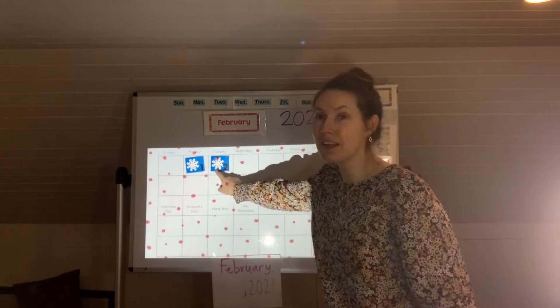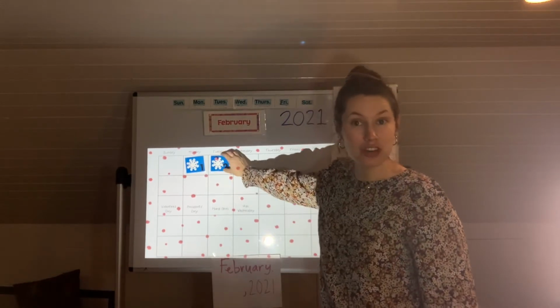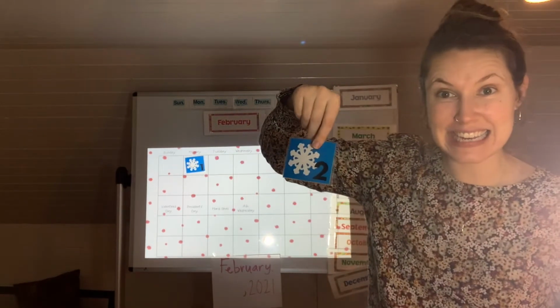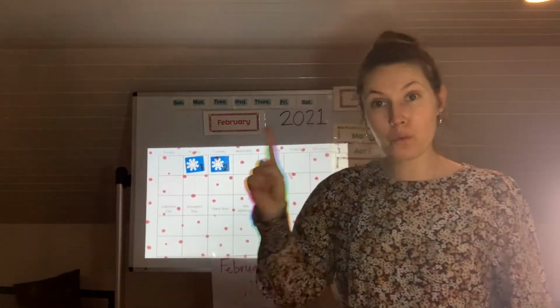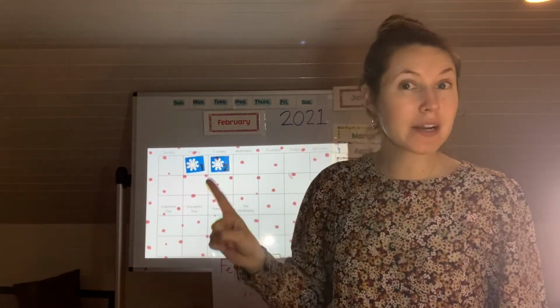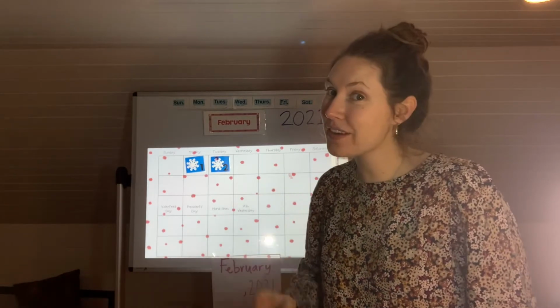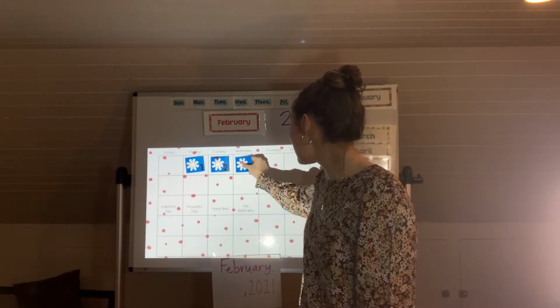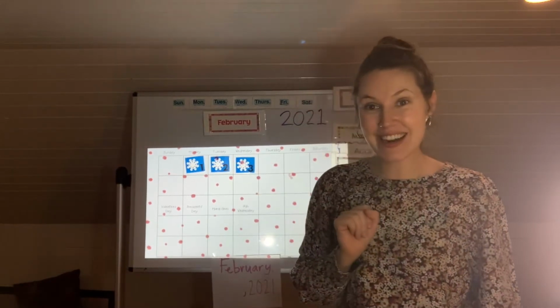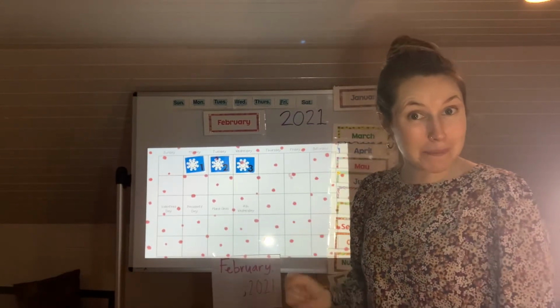So let's start by looking at yesterday's date. Yesterday was the 2nd. It was the 2nd day of the month. So we need to count 1 up from that number. The number is 2. 1 more than 2 is 3. So we're going to add 3 to our calendar, and now we can talk about the month.